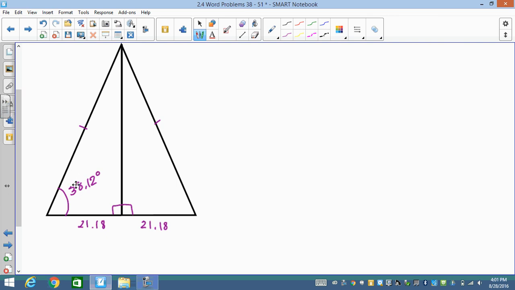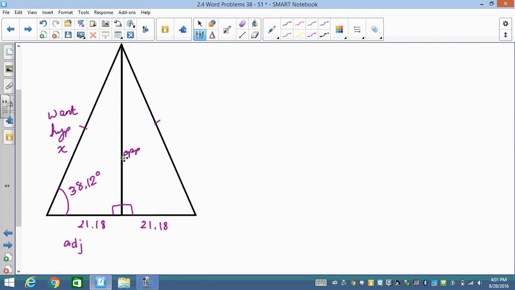Okay, and what I need to do is know this side here. So from this would be my opposite side. This is my right angle. This would be the hypotenuse. And this would be adjacent. And this is what I want, the hypotenuse. So we're going to label him X.